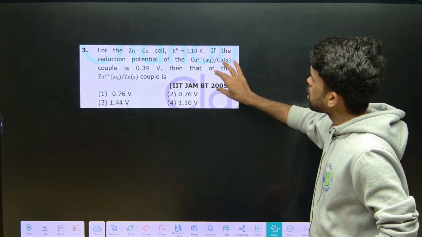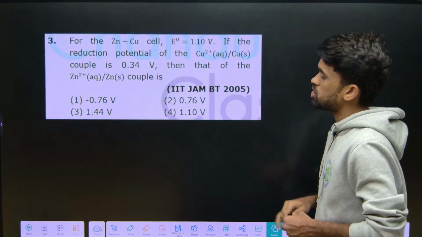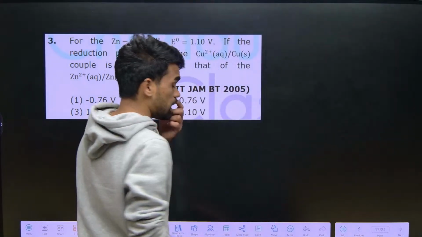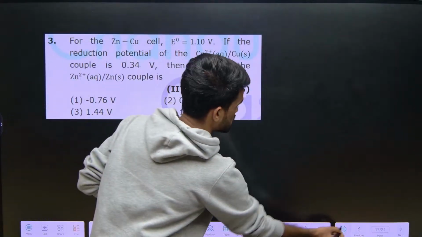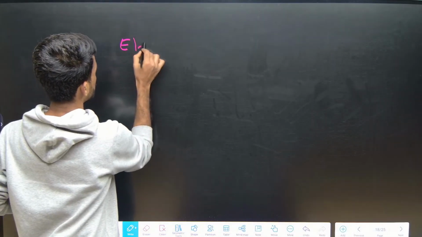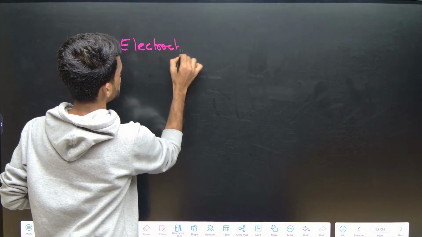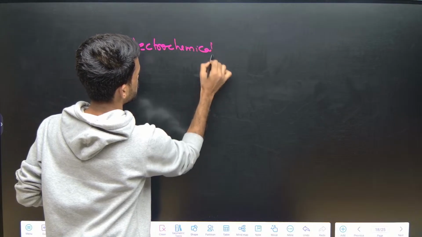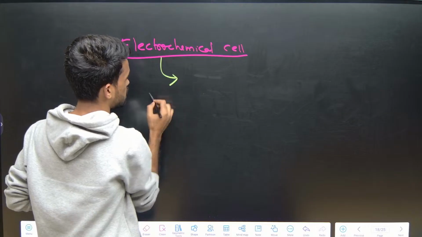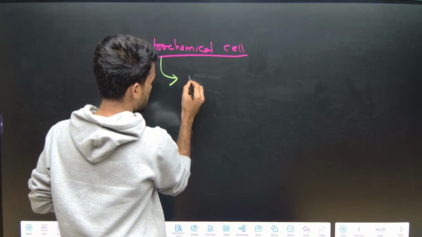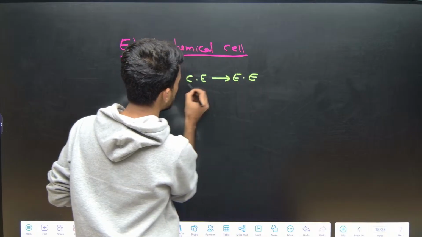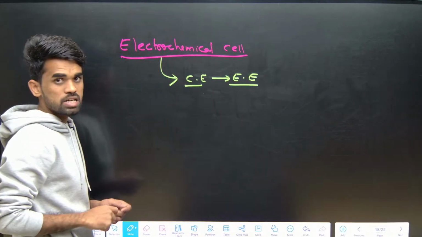For the zinc copper cell, E naught value is mentioned as 1.1. It means there is something called electrochemical cells we have discussed. Let me explain once again what happens in an electrochemical cell. An electrochemical cell is a device which converts chemical energy to electrical energy. Chemical energy to electrical energy conversion takes place.